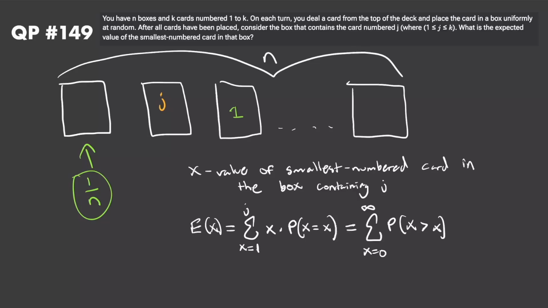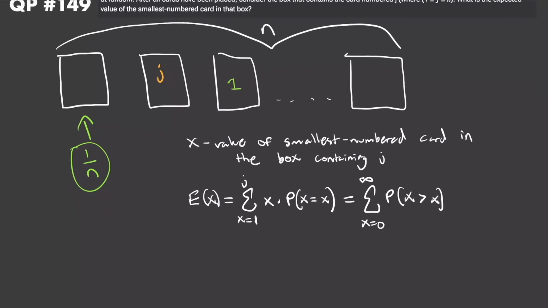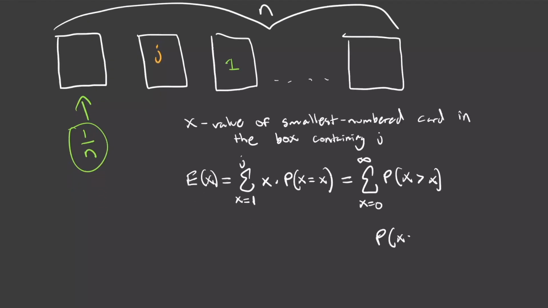So it's going to be a lot simpler this way. And now the probability, let's just do a few of these. What's the probability that x is greater than 1? Or actually, we should start with the probability that x is greater than 0 because we start at 0, right? So what is that probability?